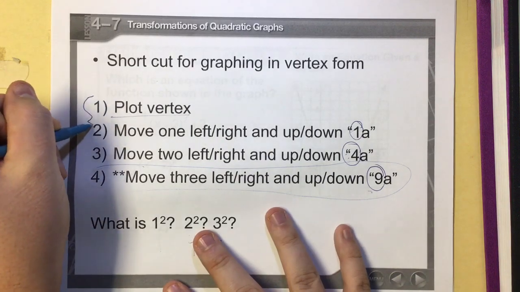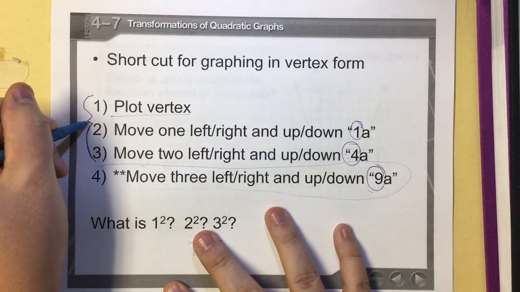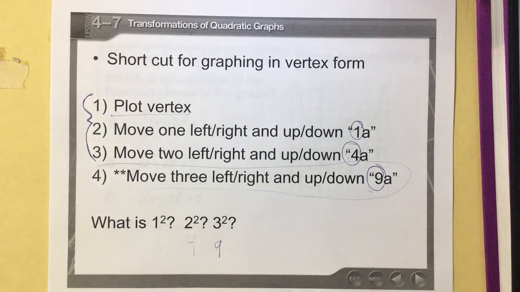So for the examples that we're going to do here, we're only actually going to do this 3-step process right here. Plot the vertex, move over 1 each direction from there, and go up A units, plot a point. Move 2 each direction from the vertex and go 4A, plot a point. We have 5 points, draw our parabola.